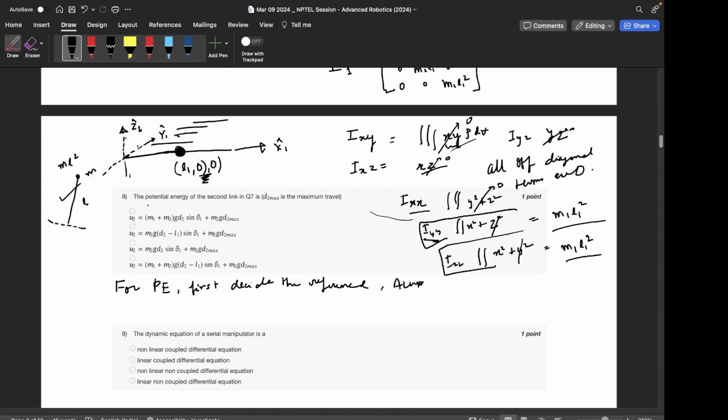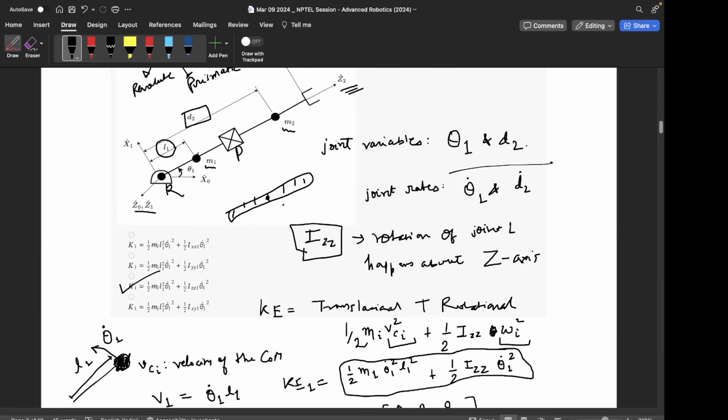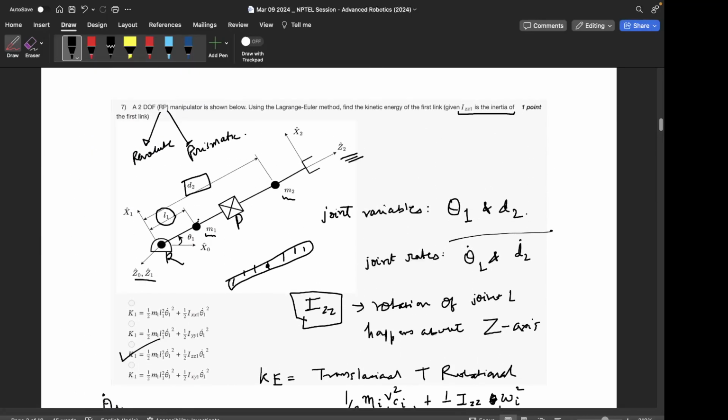Always do this, right? The reference is where you say this is my 0 point, the point from where I am measuring the potential. In this case, the way the options have been given, there is one more quantity here, d2 max. d2 max is the maximum extension of the second link.